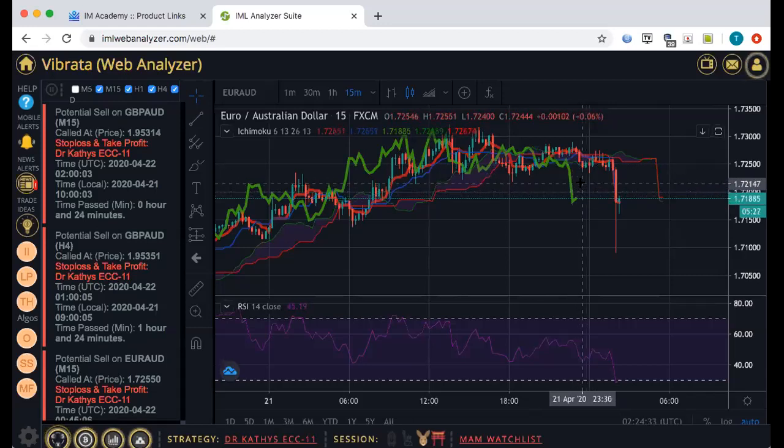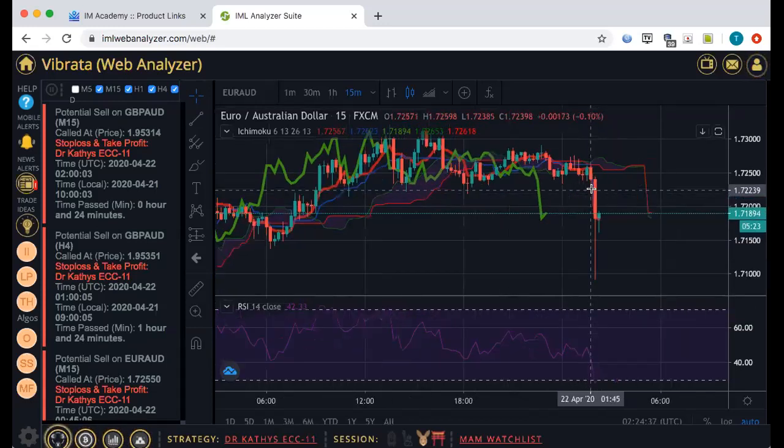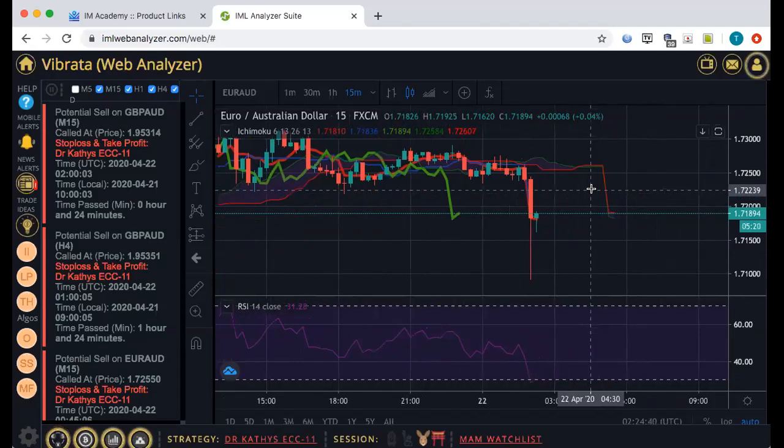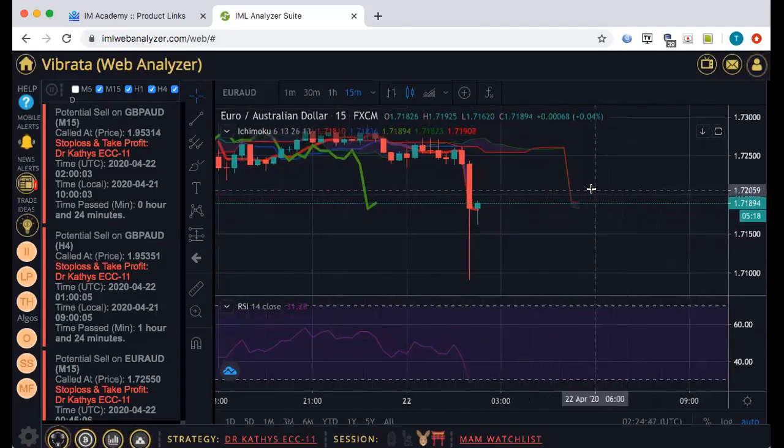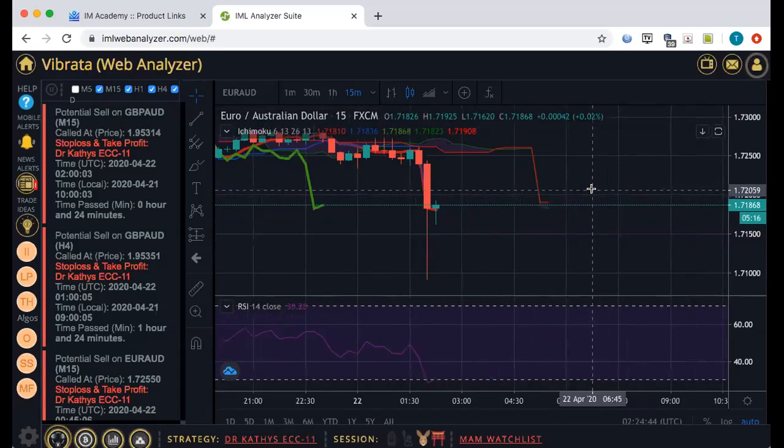But the question is, where's the red line and the blue line? Is the red line above or below the cloud? And it looks like it's below. The red line is below the cloud.